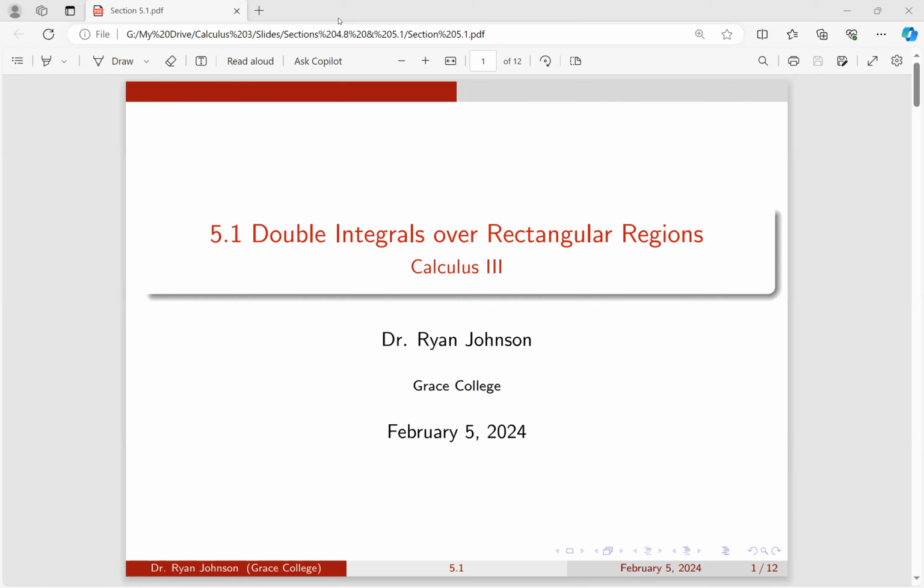So we finished chapter 4, which is on different uses of partial differentiation. And now we are on to chapter 5, which is double and triple integration. So we'll start off nice and simple with double integrals over rectangular regions. So let's begin.